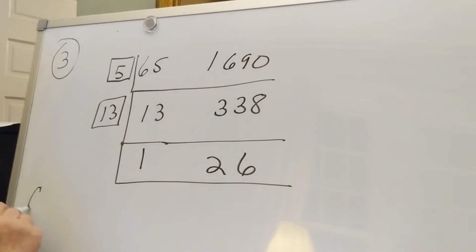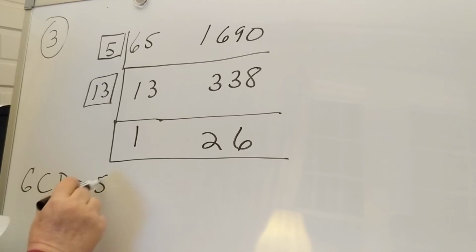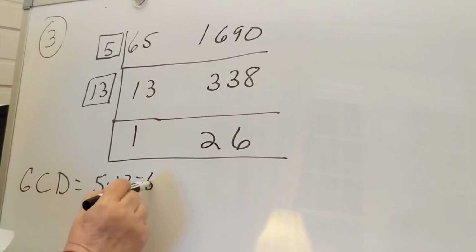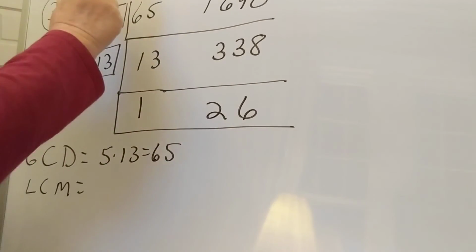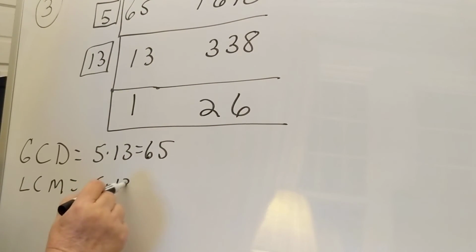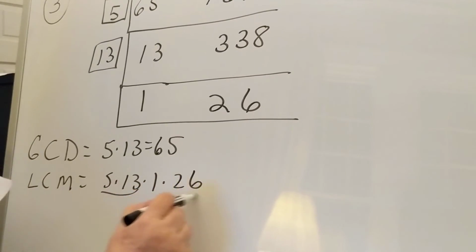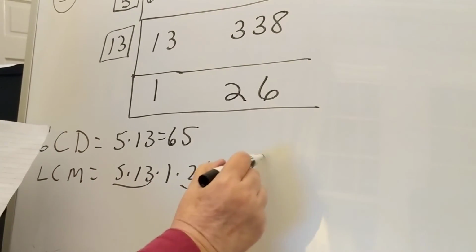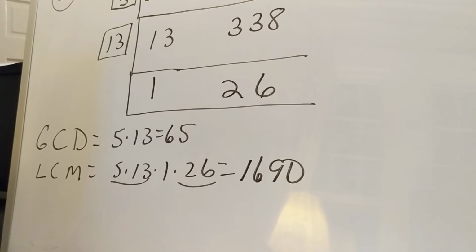So our greatest common divisor is the left-hand column. 5 times 13 is 65, and our least common multiple is that same column, 5 times 13 times 1 times 26. So basically 65 times 26, which is 1690. All right, and C.